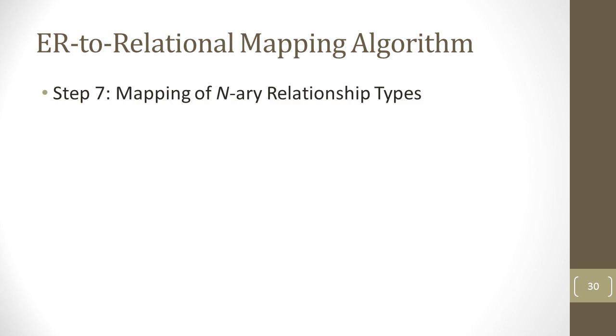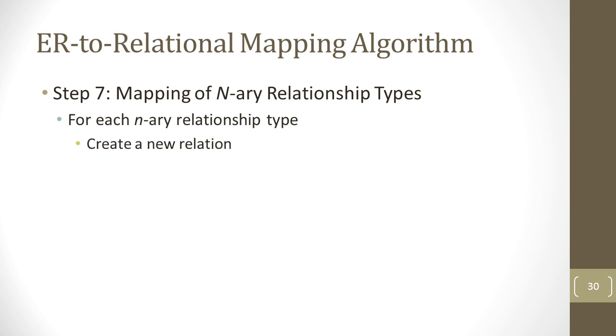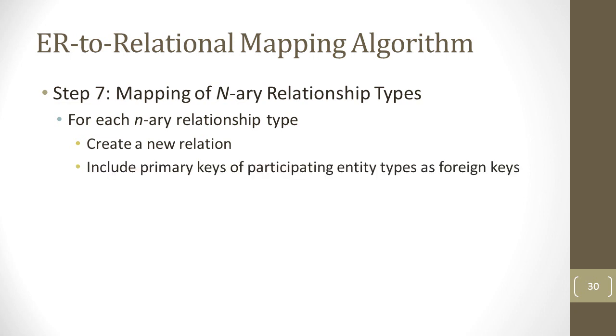So step 7, last step, is mapping of n-ary relationship types. So for each n-ary, we're going to create a new relation. Now, n-ary is like ternary, those kind of things. We probably won't run into these a lot, but it works pretty similarly to many-to-many. But in this case, you're going to have primary keys of all entities of all relations participating. So if it's ternary, you're going to have the primary key of each of the 3 relations that are participating. And then again, you include the simple attributes.